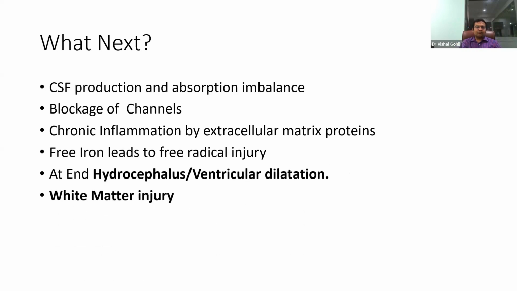So the end product would be either ventricular dilatation or hydrocephalus, but we need to see which one ends up needing therapeutic intervention. And why is it important? Because any ventricular dilatation can pressurize the adjacent structures, particularly the parenchyma. It prevents their development, and it ultimately ends up with white matter injury followed by poor neurodevelopmental outcome. So it is necessary to monitor post-hemorrhagic dilatation.